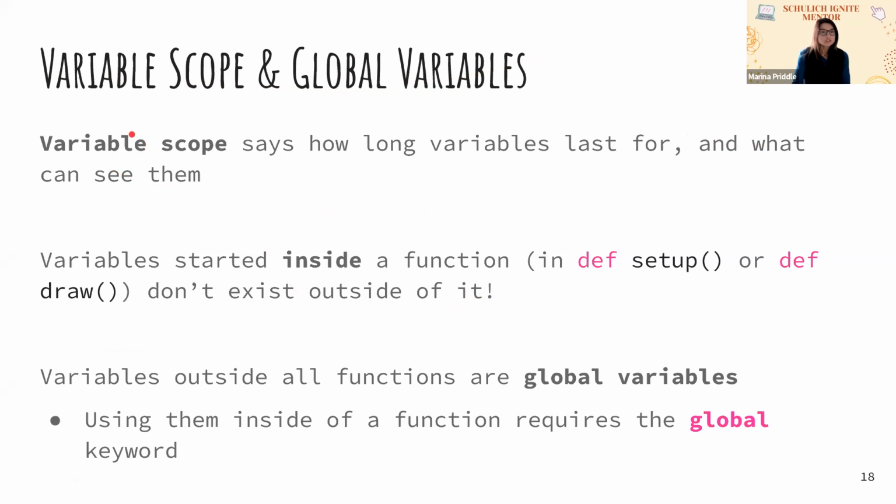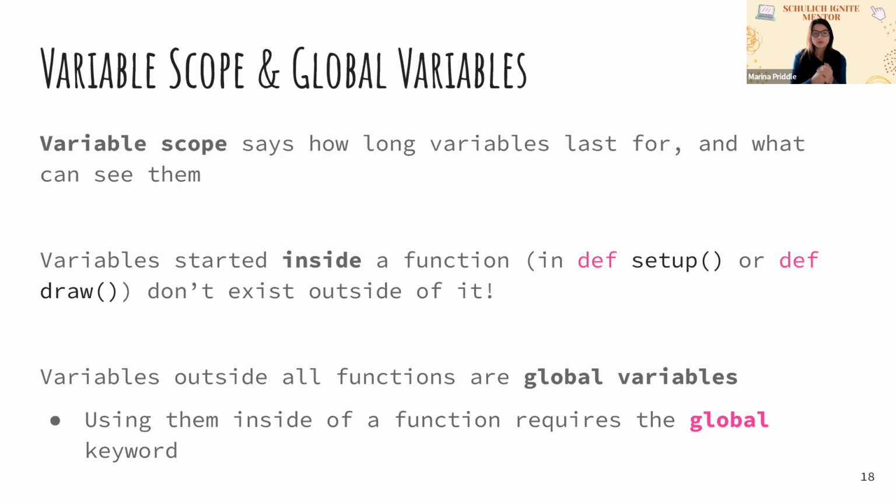All right. So variable scope says how long variables last for and what can see them. When I say what, that means what functions can see them. So variables started inside a function, in this case for example in the setup function or draw function, do not exist outside of it. So far, we have been declaring those variables inside those functions. If you created a different function, think of it as a new def outside of your setup and draw functions, and you used the same variable that you declared in the setup function, it's not going to recognize it.